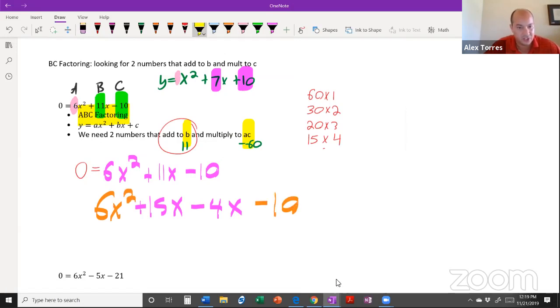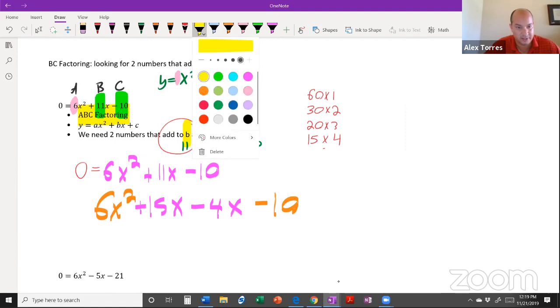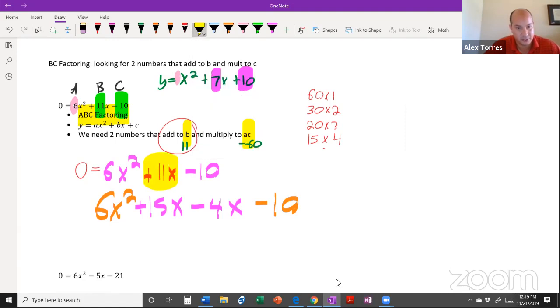So far, we haven't changed anything, but we've changed the appearance. We took the 11x that we started with and we split it into 15x minus 4x. So we haven't broken any rules of math, and it's really important to notice that. So now, why did we talk about factoring by grouping a moment ago? Because that's what we can do at this stage.